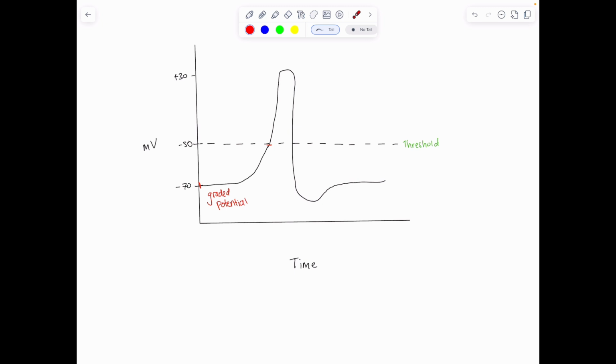A couple other terms to know: this is what we call depolarization. And then this is repolarization. And then hyperpolarization. And when it's at negative 70, which is its RMP, we could just call that polarization.